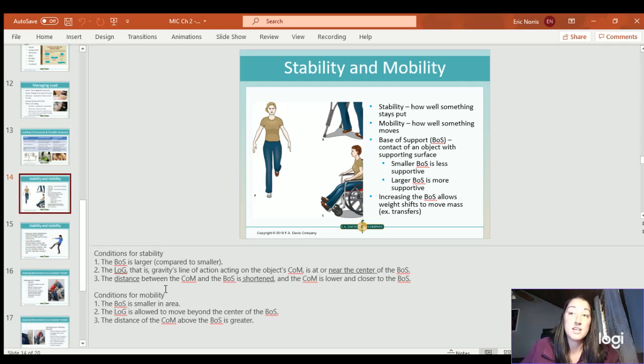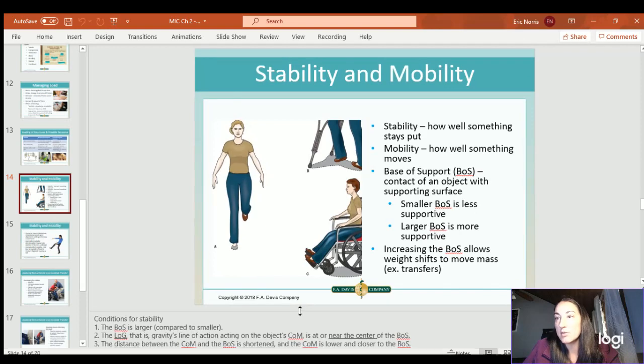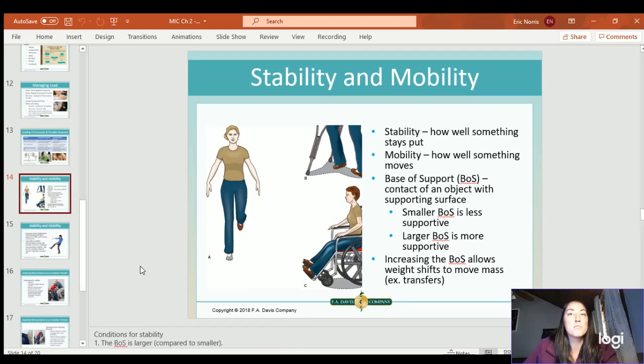The line of gravity is allowed to move beyond the center of the base of support. So every time you take a step, you're moving out of the base of support, and the center of mass is a little higher above the base of support. When I said the distance is shortened, it's lower, like bending your knees to be closer to the ground. All of this is in the book spelled out for you there as well, but if you wanted to pause it and take a closer look at those, feel free.